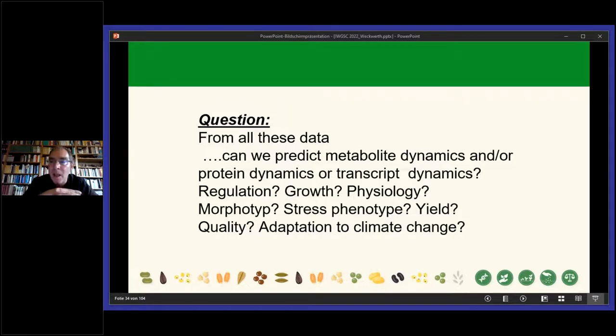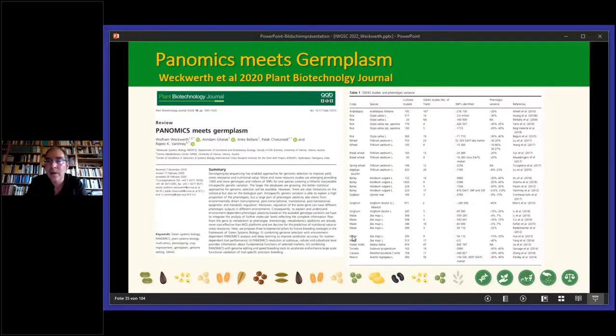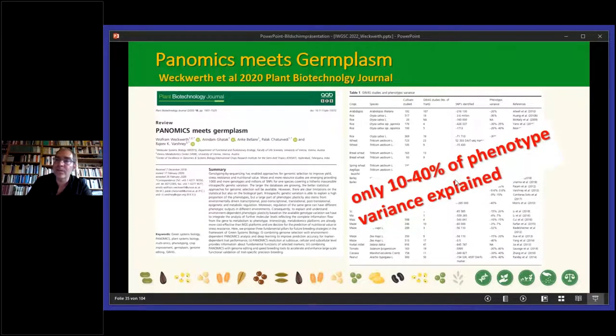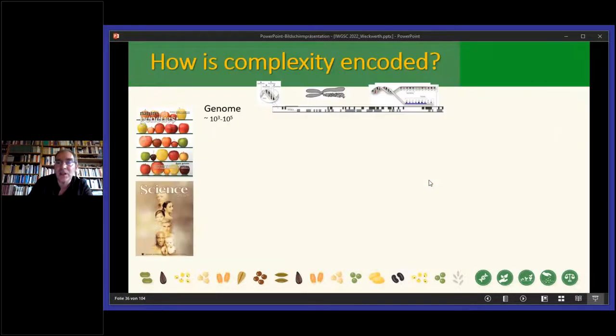Because the main question is now, once you have this genome information, can you actually predict everything you want? This is, of course, the ultimate goal of sequencing, right? Can you predict metabolite dynamics, regulation, growth, stress, phenotype, yield, adaptation to climate change? And we did a survey on this. So we assembled many research papers on genome-wide association studies on crop plants. And altogether, we recognized that there is a coverage of the phenotypic variants and explanation of traits in these studies of 10 to 40%. So somehow, the genome information alone is not sufficient to explain all the variants here.